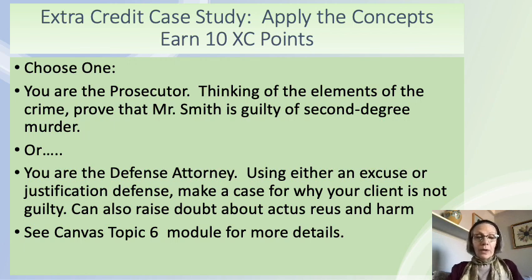You'll read the case hypothetical, and then you'll choose one. You'll say that you want to act as the prosecutor, and you'll think through the elements of the crime, and you're going to prove that Mr. Smith is guilty of second-degree murder beyond a reasonable doubt. Or you can act as a defense attorney, and using either an excuse or justification defense, you get to make a case for why your client is not guilty. You can also raise doubt about actus reus and harm as well. Okay, so this is embedded in the topic 6 module for more detail.